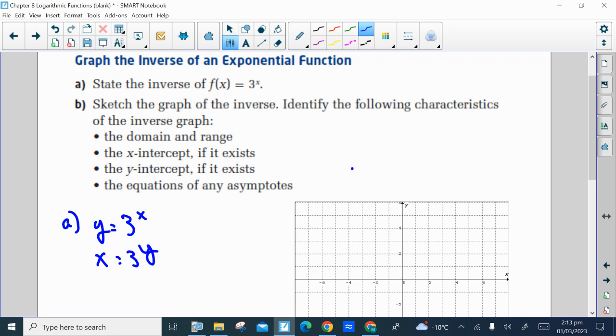Because we don't have an algebraic step that you've learned in previous math courses where you can get the y, which is a power, by itself. This is where we use logarithms. So we are going to convert from exponential to logarithmic.